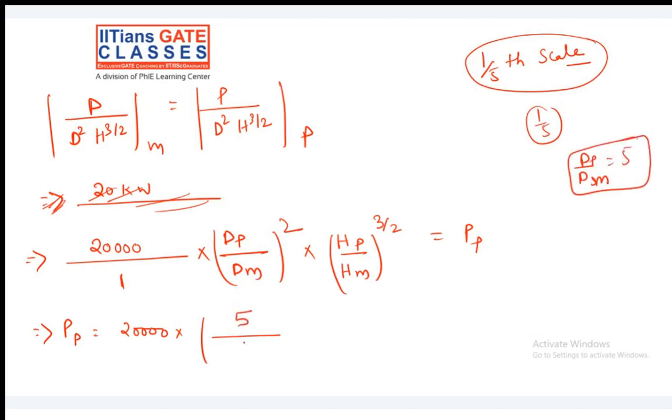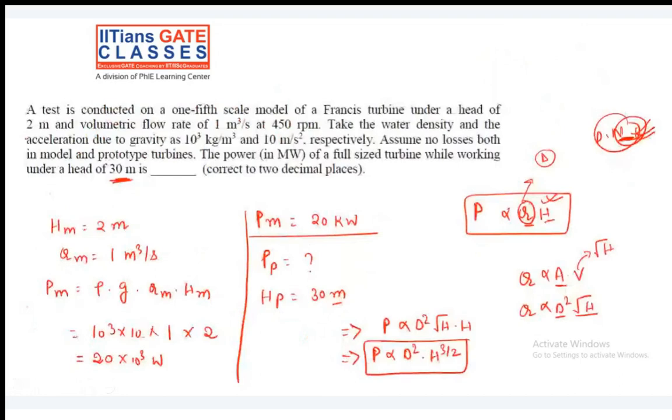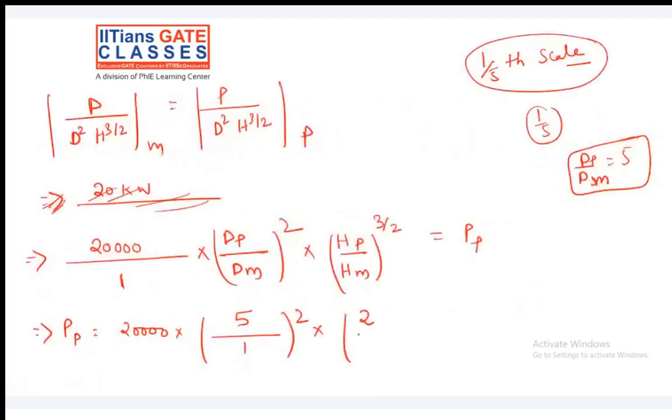So this is 5 by 1 whole square, and the H values have also been mentioned, right? So H is 2 meter in the model and the prototype is working under 30 meter. So prototype head is 30 and model head is 2. So 30 upon 2 whole to the power 3 by 2 is the power of prototype. So can you solve this?